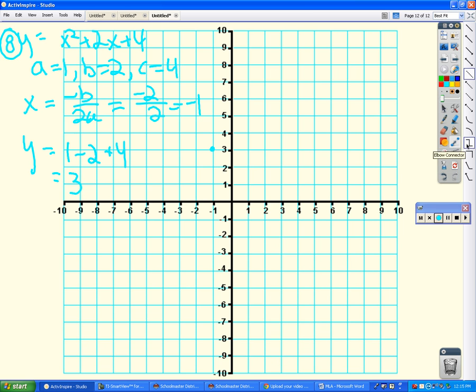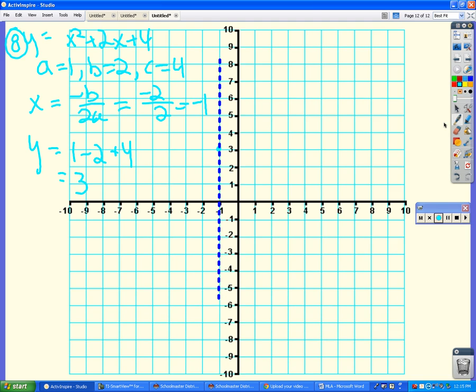So I can draw in my axis of symmetry. And then the other piece that I need is, where does this cross the y-axis? 4. So put a dot at 4. So there's half my parabola. And then it's got to be the same on the other side. So it looks roughly like that.